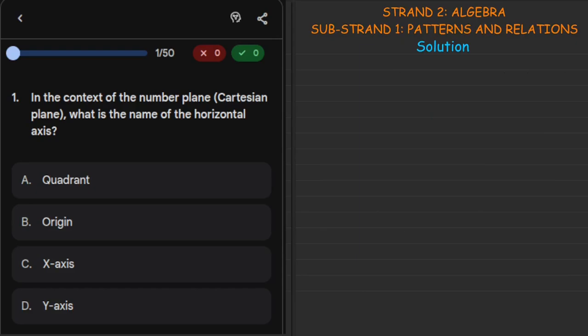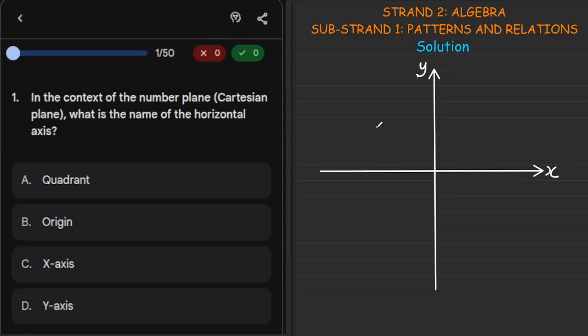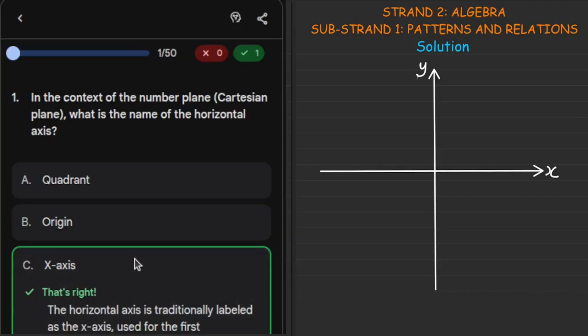For question number 1, we have: in the context of the number line, that is the Cartesian plane, what is the name of the horizontal axis? You should note that on our Cartesian plane we have two axes. The first one is the vertical one, and the second is the horizontal one. The question is asking what name we give to the horizontal one. The horizontal one is simply the x-axis, and we call the vertical one the y-axis. So obviously, our answer is C.